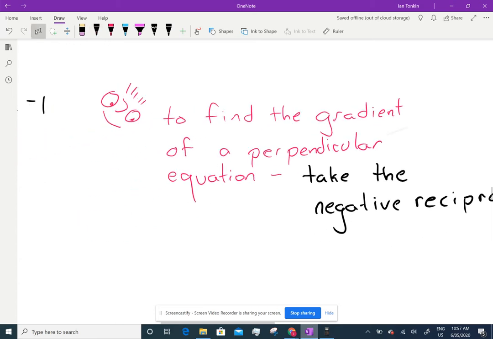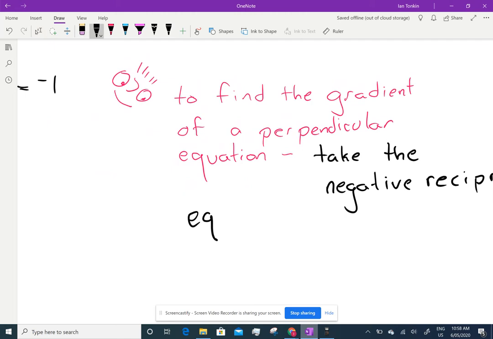For example, if you're told the gradient is equal to 2/3 and you want the perpendicular gradient, you just turn it upside down, take the reciprocal, and change the sign. If the gradient was, I don't know, -1/2, and you want the perpendicular gradient, you just turn it upside down and change the sign. So it becomes 2 on 1, which is just 2.